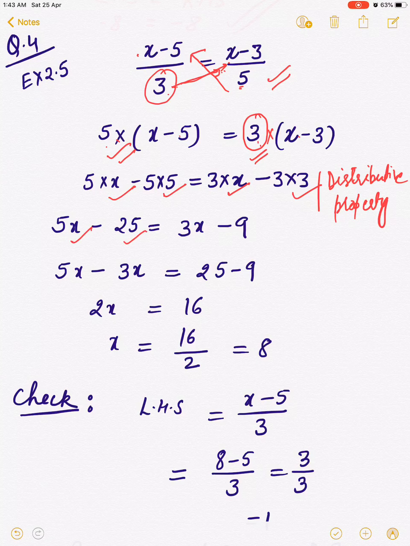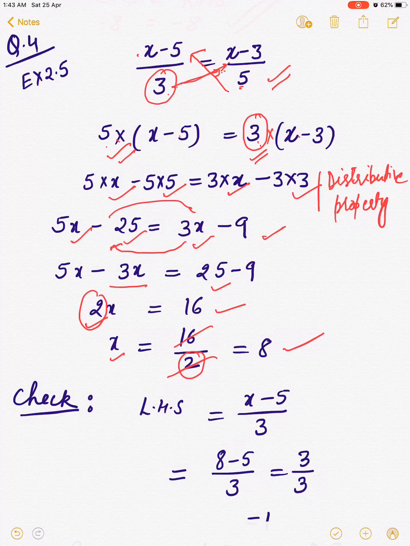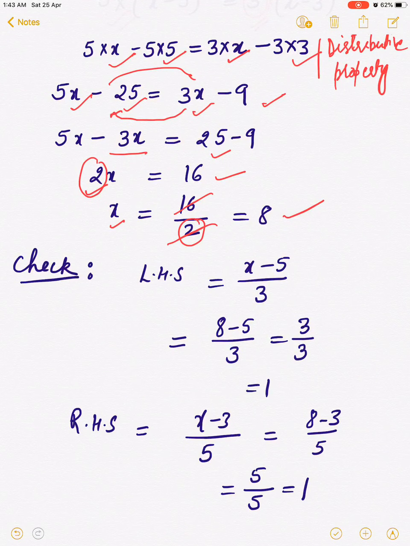5x plus 25, 3x plus 9. Now again I will do transposition. I will take 3x on left side. It will be negative. 25 on right side, so it will be positive. 2x equals 16. Now again this 2 will go on right side, so it will come in division and I will get answer as 8. Now let me check whether my answer is correct or not.